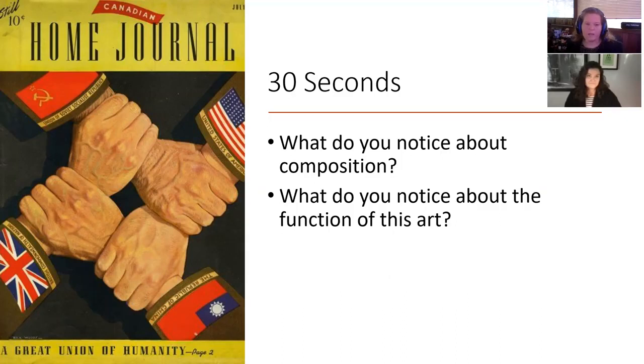All right, that is time. If you want to put anything in the chat that you noticed, if you want to call out what you think the composition or the function is, do that while you are making those comments.